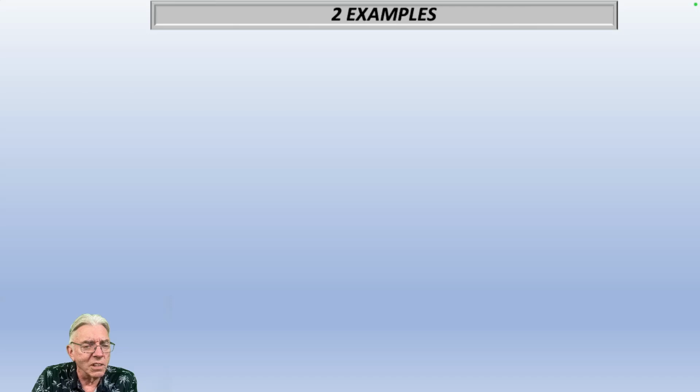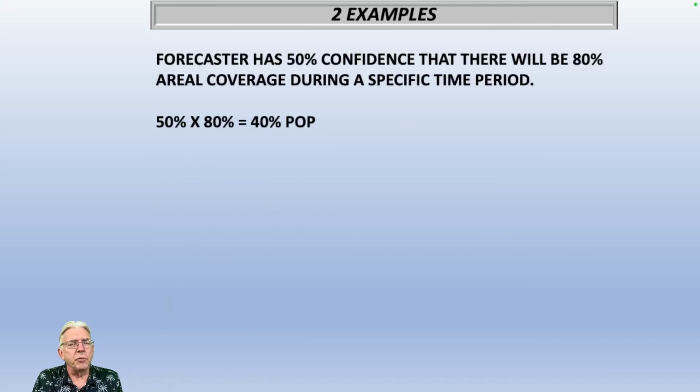Okay, so let's take a look at a couple of examples here. Let's say the forecaster has 50% confidence that there will be 80% aerial coverage during a specific time period. Let's say a 5-hour, 6-hour time period. So you take 50%, which is the confidence level, times 80%, which is the aerial coverage, and you get a 40% probability of precipitation. So he or she is looking at potentially a lot of aerial coverage, large aerial coverage, but the confidence level is low, and so that brings the probability of precipitation down.